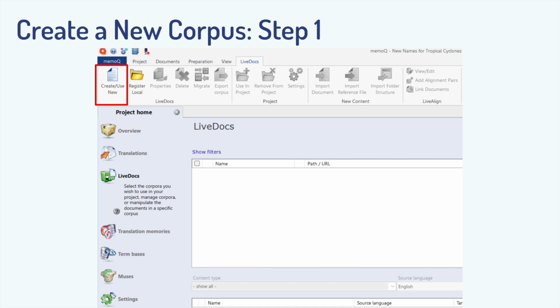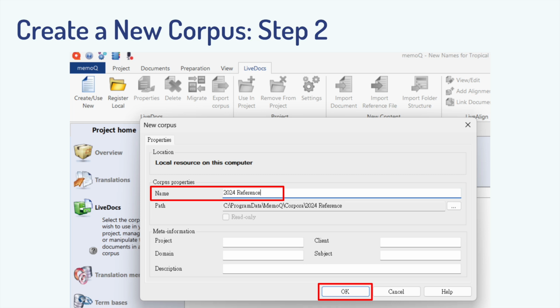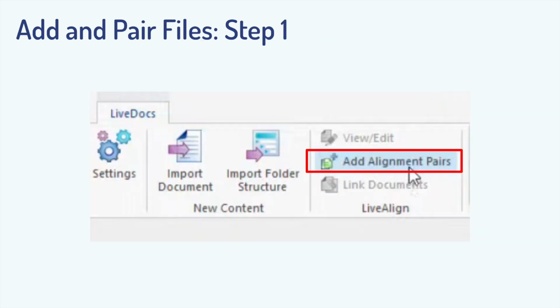The first step is to create a new corpus. This is where memoQ will store the aligned documents we're about to add. To do this, click on Create/Use New. A small window will appear prompting you to name your new corpus. Give it a simple name and leave the optional fields, such as client or subject, blank and click OK. You'll now see that a new, empty entry has been created in the LifeDocs workspace, which is still empty.